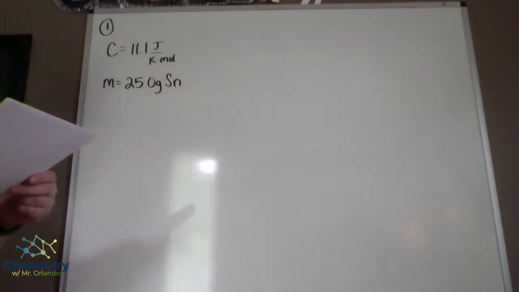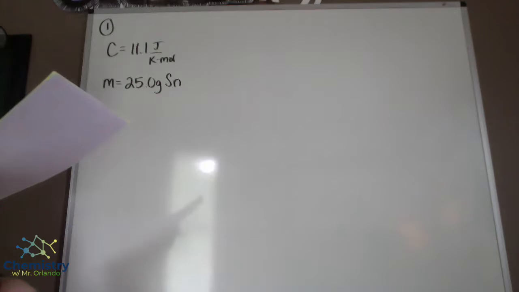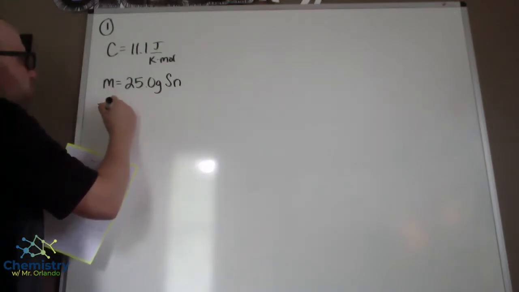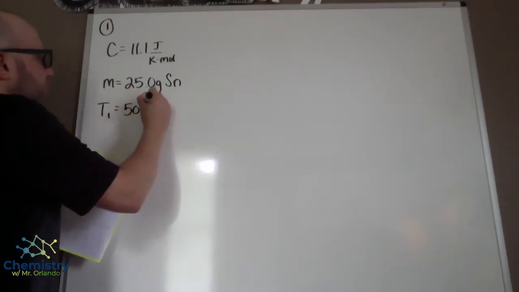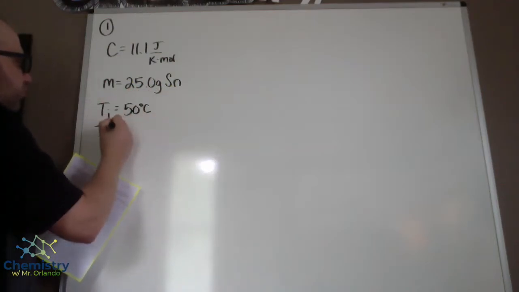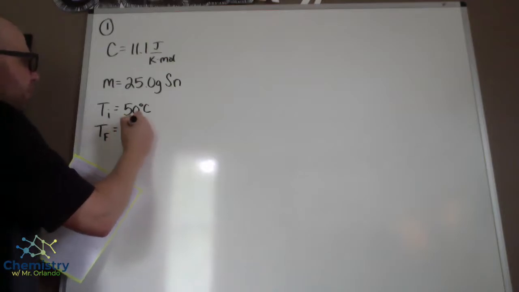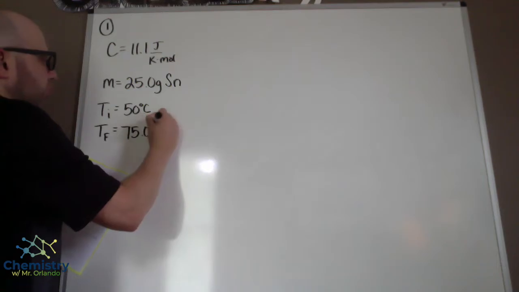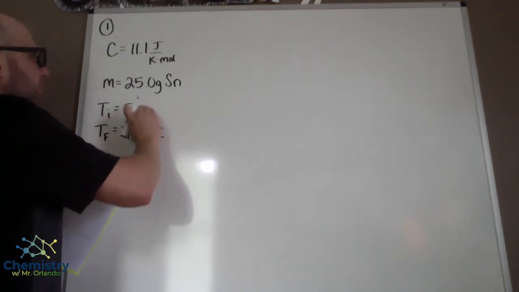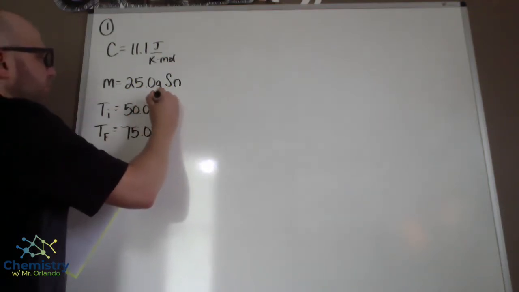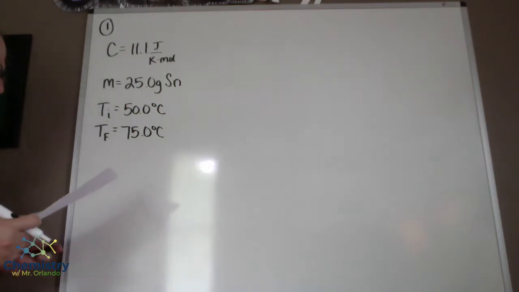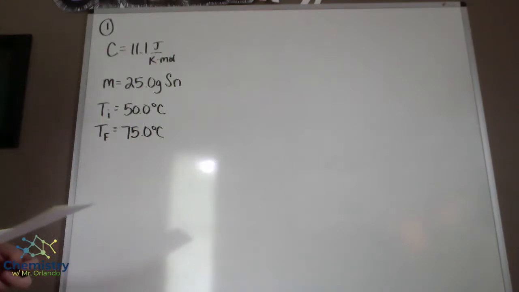25 grams of tin from 50 degrees Celsius to 75 degrees Celsius. So temperature 1 is 50 degrees Celsius. That's temperature initial. Temperature final is 75 degrees Celsius. Just notice that these do have a decimal place there for 3 significant figures. And it says the molar mass of tin must first be found using the periodic table. Convert your final answer into calories using the conversion.